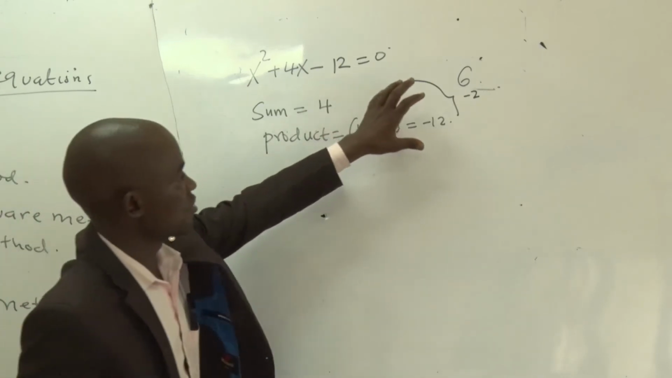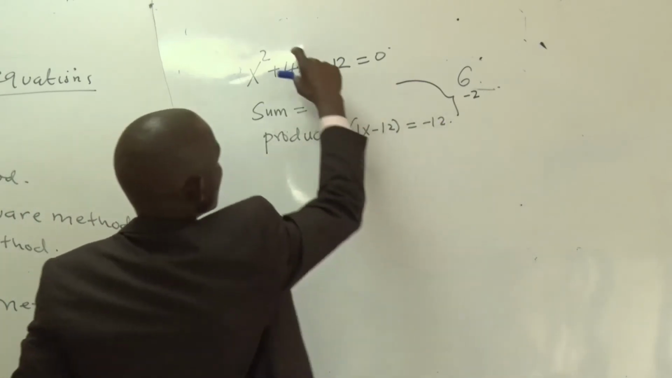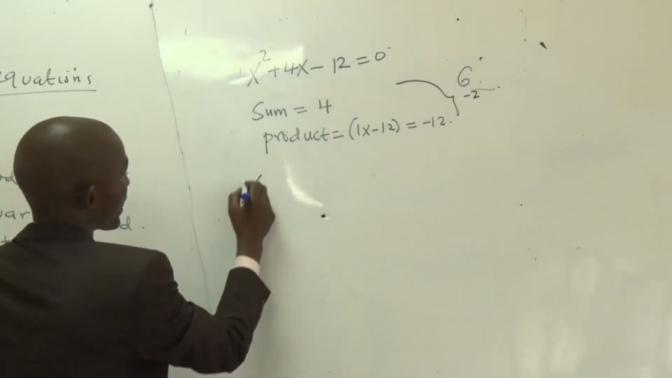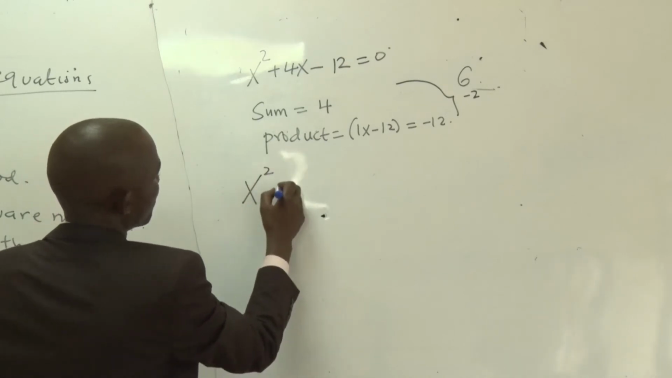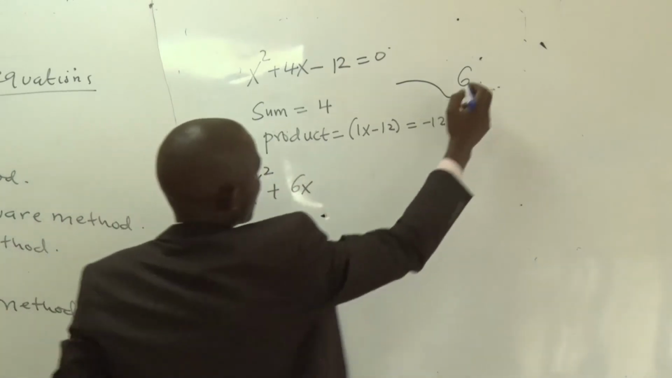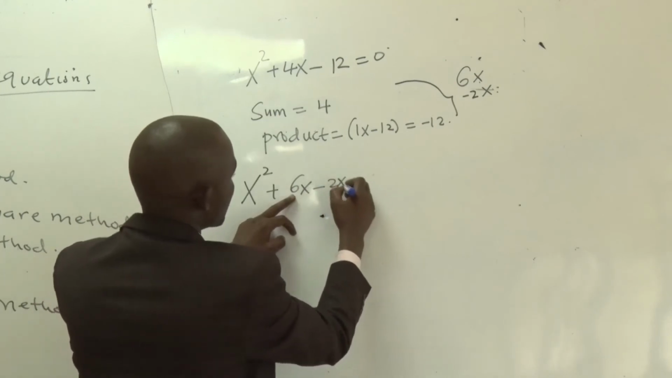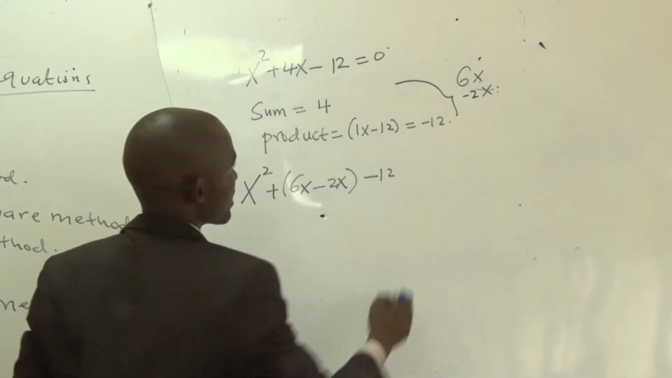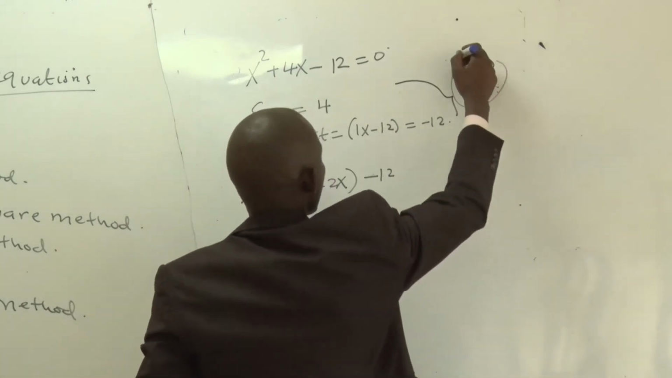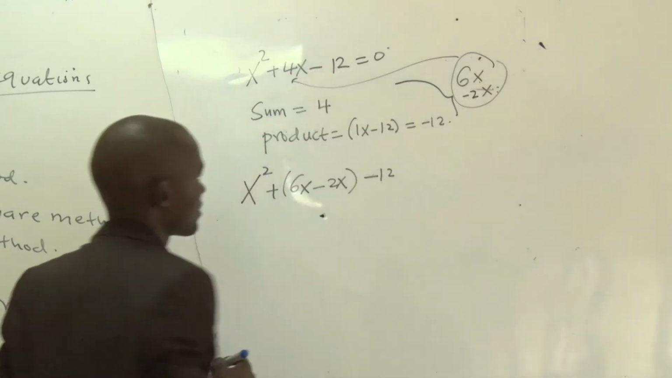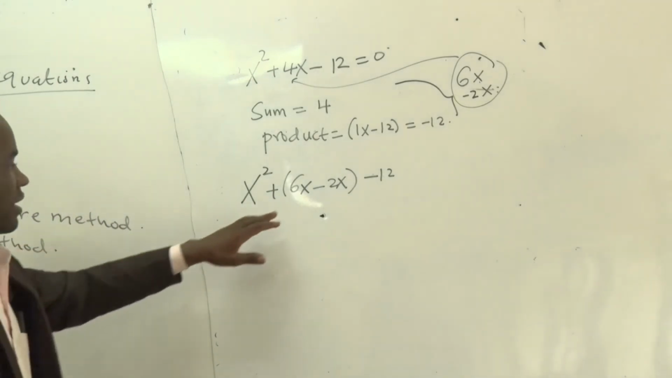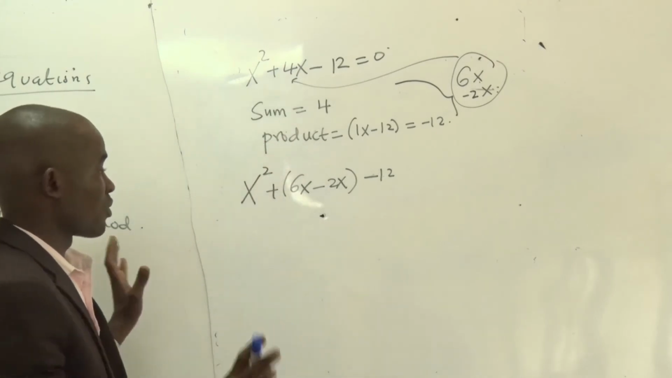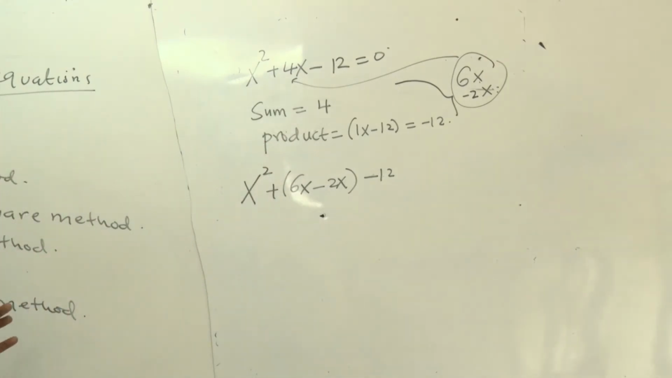Once you get these two numbers, we will use them to replace the middle term. So in my next step it will be x squared plus 6x minus 2x minus 12. These two numbers are used at the central point. If you check, 6x minus 2x gives 4x, so there is nothing we have changed about that equation.